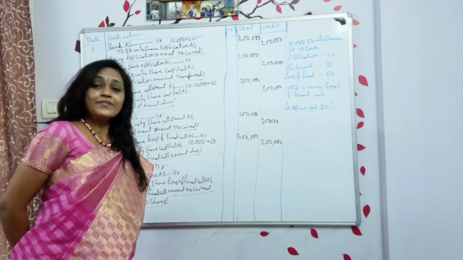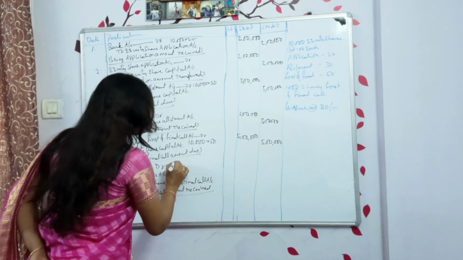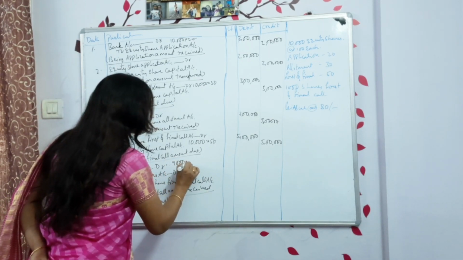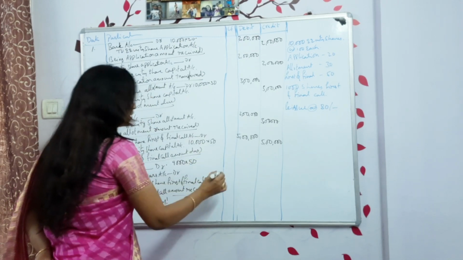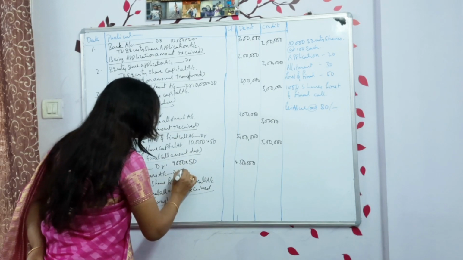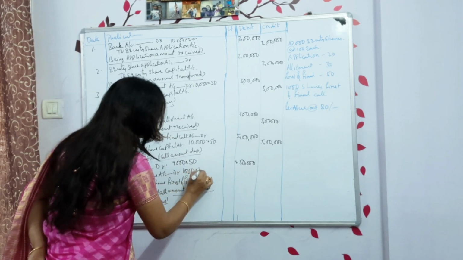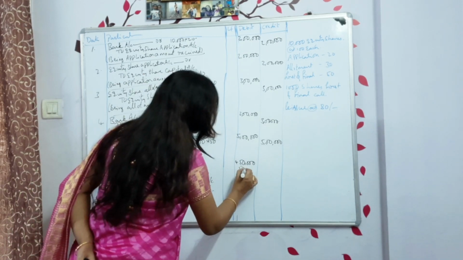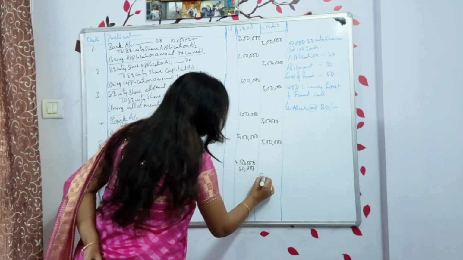Got it? So now when you are writing the amount, how many shares we have received? Amount 9,000 into 50. Then you will get 4,50,000. Okay? How much you have not received? 1,000 shares you didn't receive. 1,000 into 50, it will be 50,000. Then the total 5 lakhs.